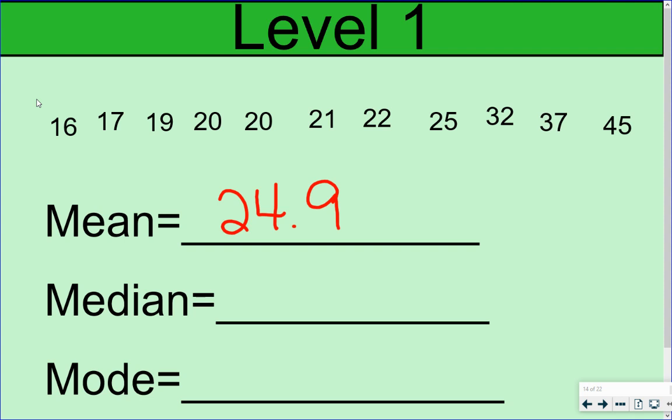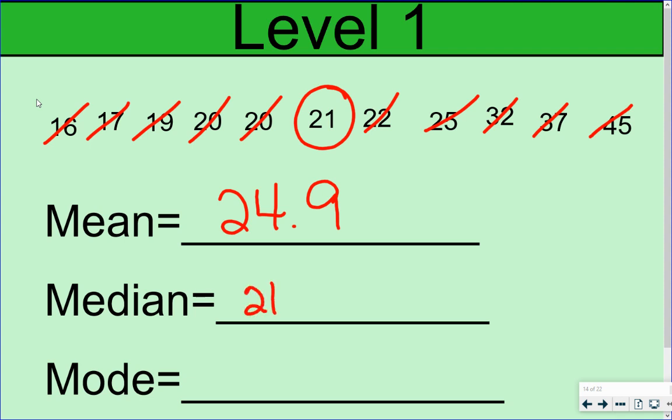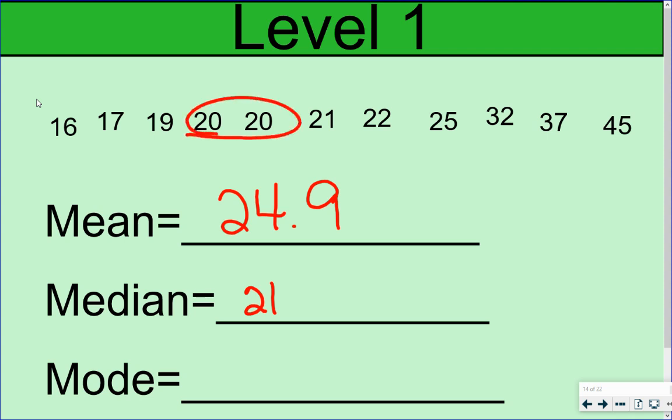Okay, so when I do this, I like to cross them out. So I'm going to go 1, 2, 3, 1, 2, 3. So I crossed out 3 on each end. Now that I've got it narrowed down, I can sit here and do 1 at a time. 1, 1, 1, 1, and there is my middle number. Okay, so my median is 21. And then my mode is the number that occurs most often. So if I look at that, let me just go ahead and erase this. I had 2 20s, and I don't think I had any other repeats, so my mode would be 20.